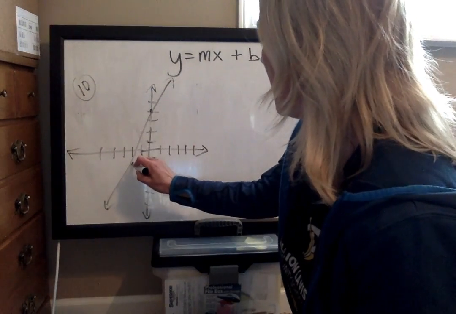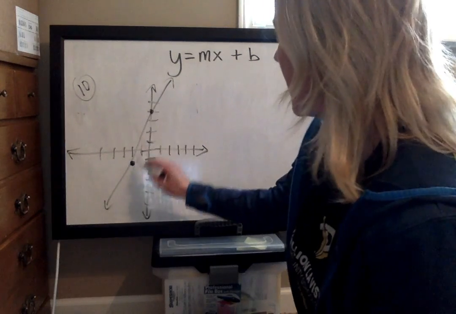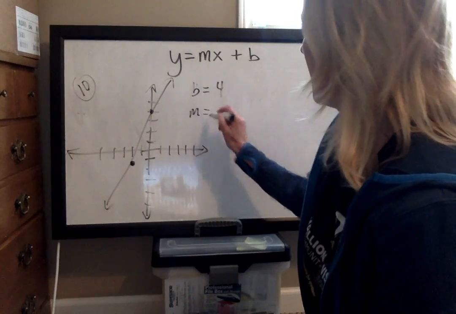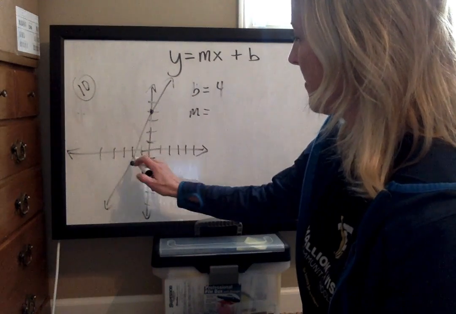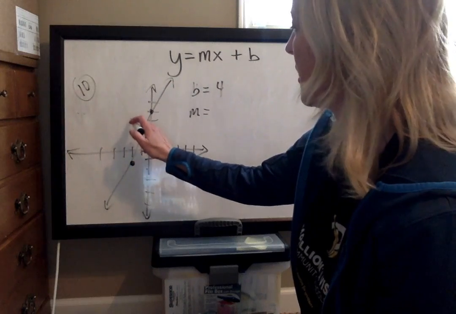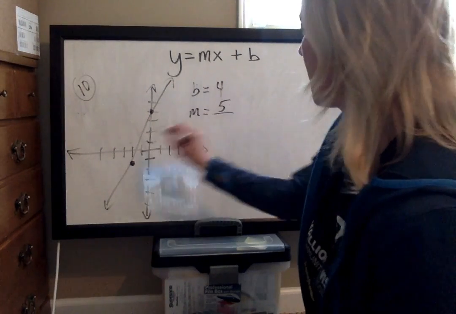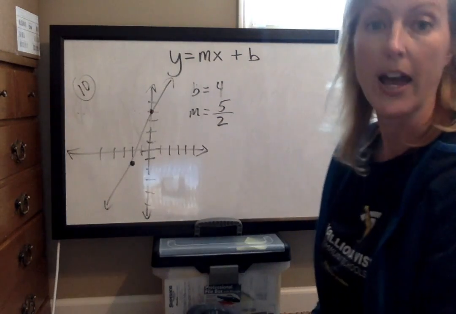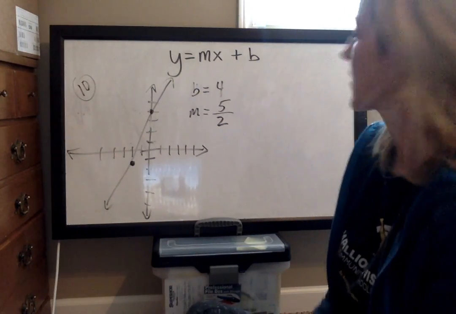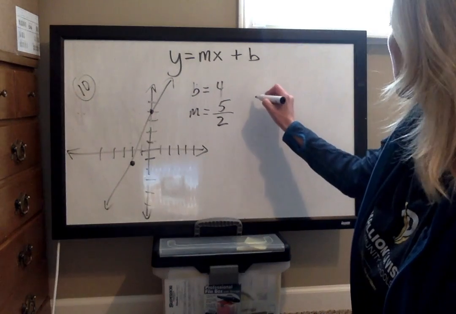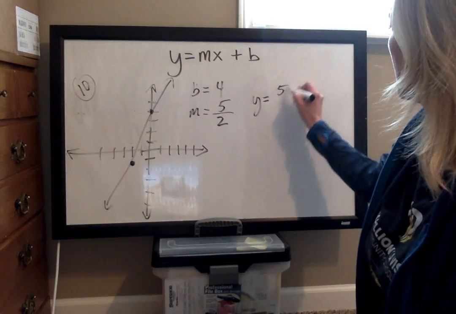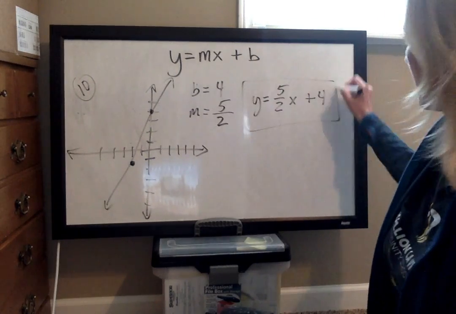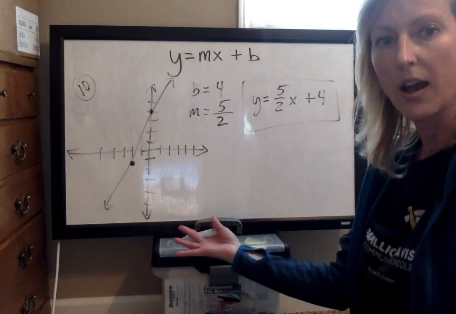My y-intercept's 4, so b equals +4. Got that one down. Now my slope, I've got to start from down here and go up. So I'm going to go 1, 2, 3, 4, 5. I go up 5, and then I count over 1, 2. So 5 halves. 5 over 2, that's my slope. So then I'm going to put it into my equation. That's going to be y equals 5 halves x plus 4. And there we go. Voila.